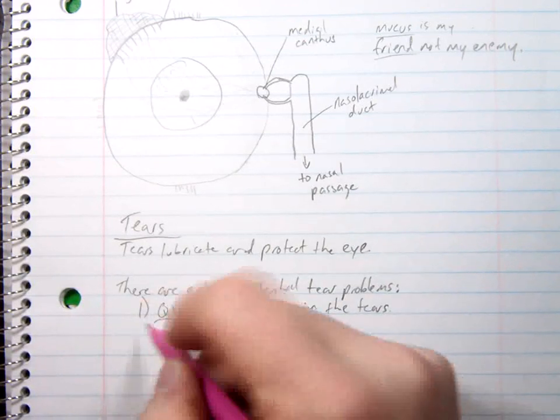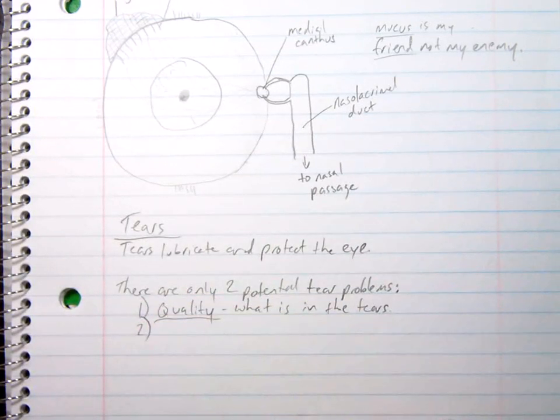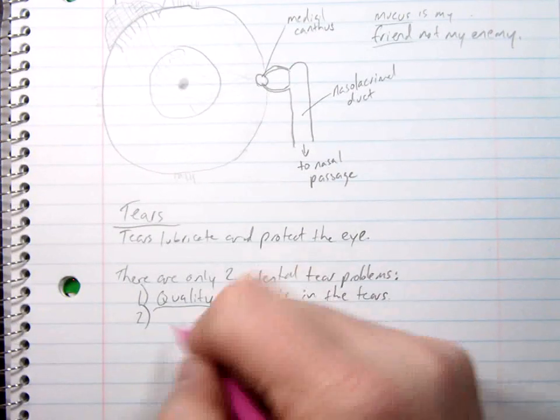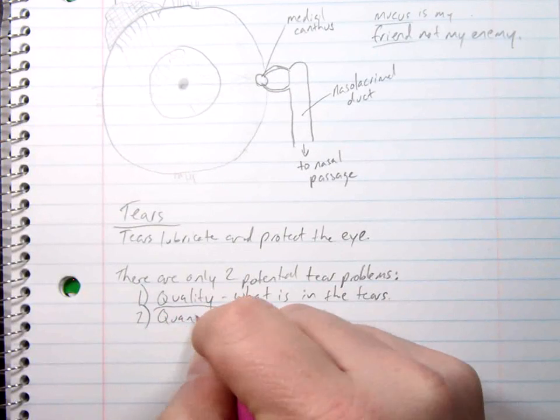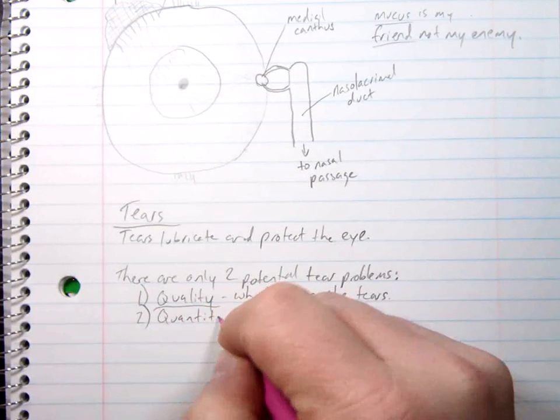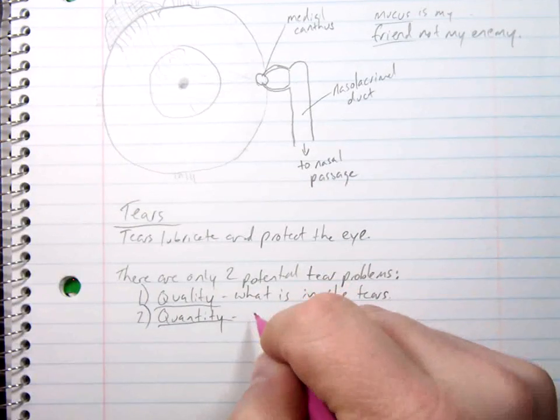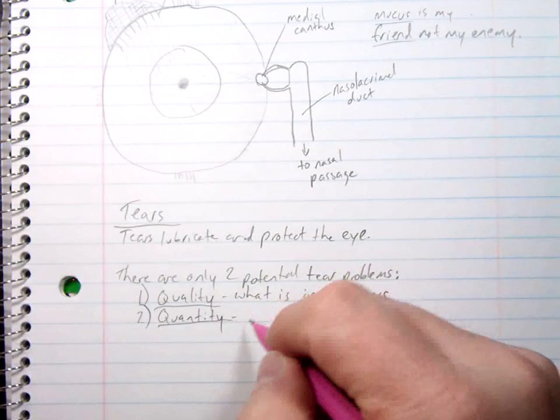So if quality is one of the problems, what do you think the other problem is? Quantity, precisely. Some people are just not producing enough tears for some reason. Quantity. Are we making the right amount?